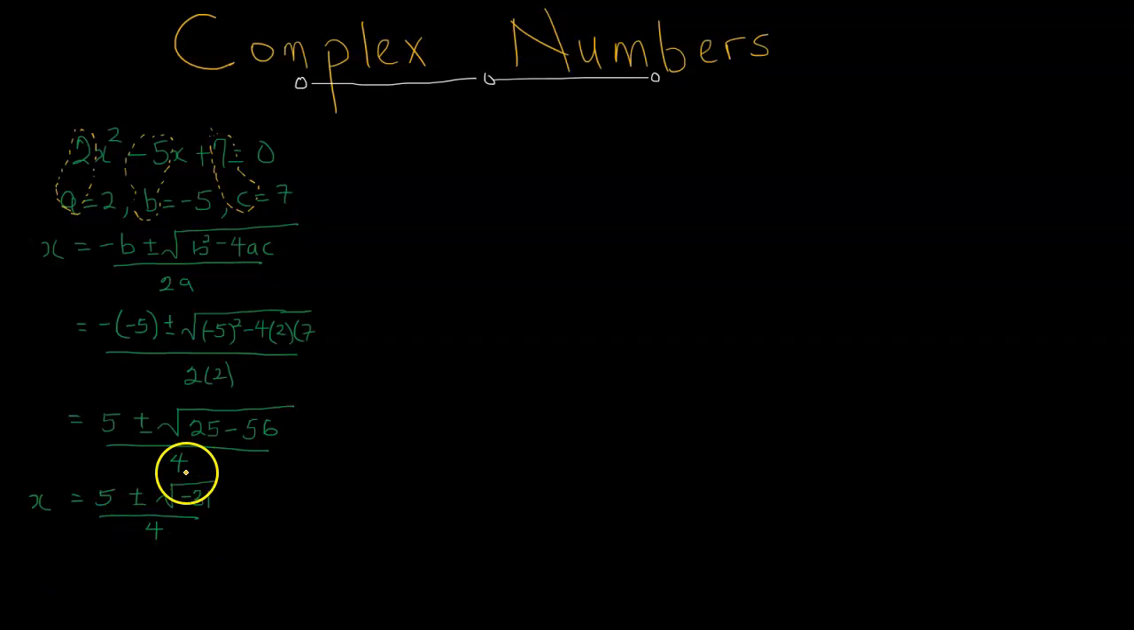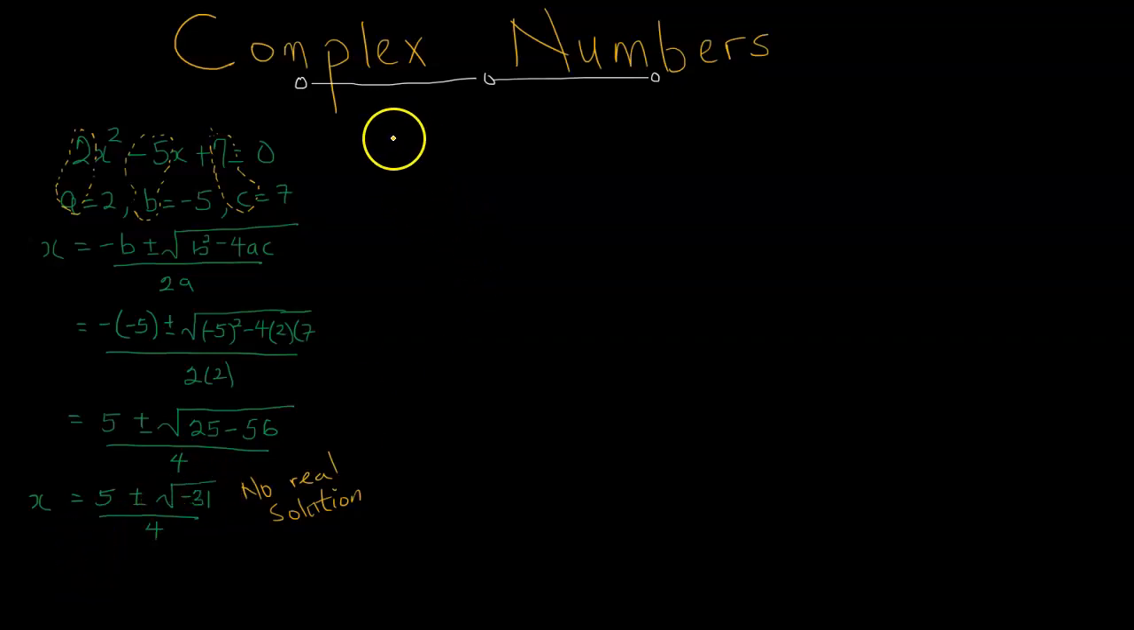Now, as we can see, we've got a negative number under the square root here. And when we got to this stage, we just concluded that there was no real solution, because the square root of a negative number is not going to give any real solution. So this is where the complex number comes in.